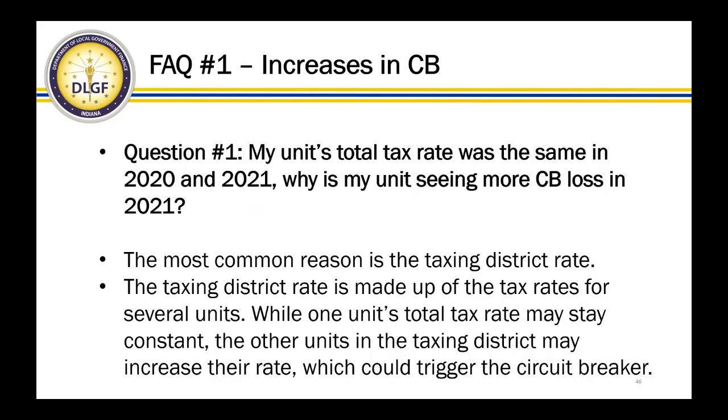And so when the department releases the budget order, taking a look at the taxing district that you're affiliated with is a way to get a sense of, even if your rate changed, what impact we saw on the total taxing district rate, and was that rate change significant enough that it's going to lead to a change or a potential increase in the amount of circuit breaker that you'll be seeing in the upcoming year?